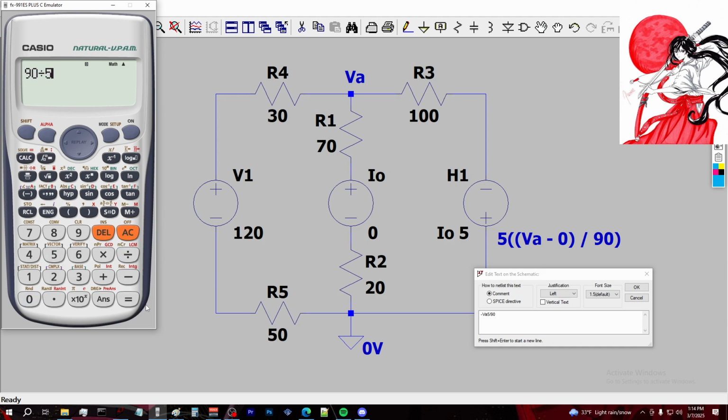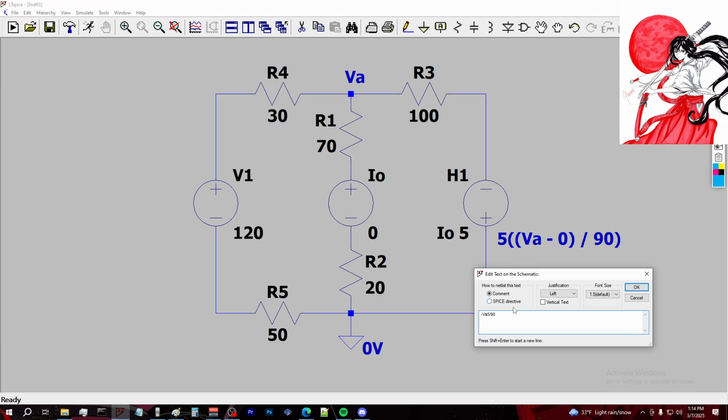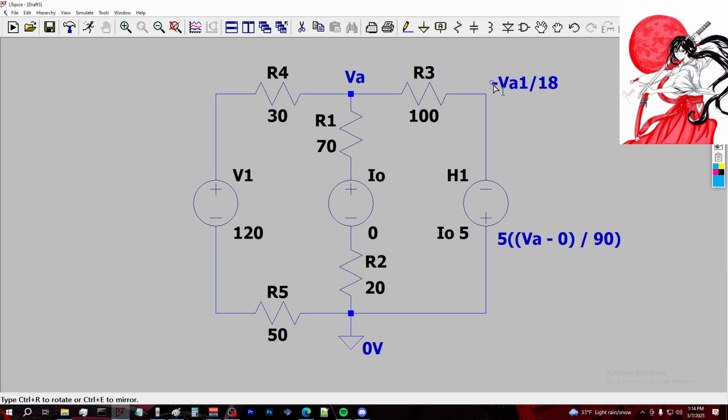90 divided by 5 is going to be 18, so that's going to be 1 over 18. So this point right here should equal negative VA times 1 over 18. Whatever VA is, make that negative and multiply it by 1 over 18, and that should give us the voltage here. We'll see if that's true in a little while, but for now, we're not going to worry about that. So let's get busy.